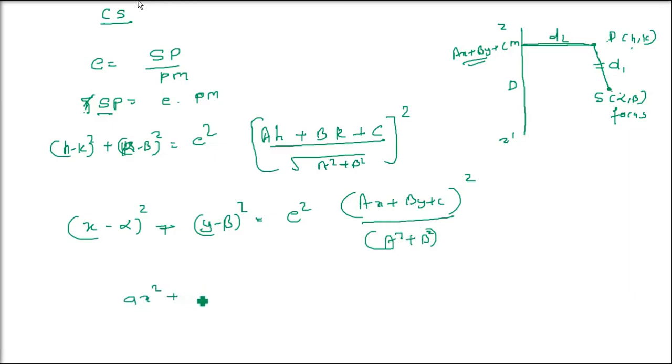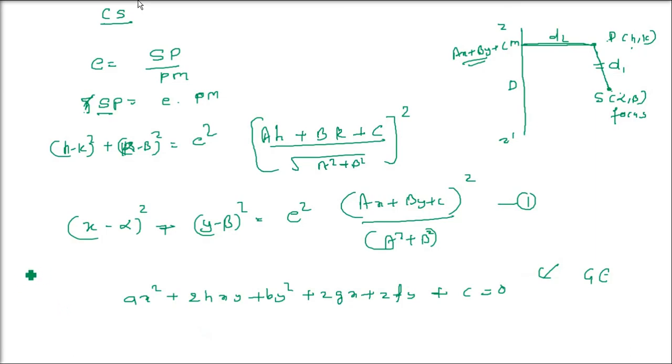We also have a Cartesian equation. When we simplify, what do we get? This is again a form of a conic equation: ax square plus 2hxy plus by square plus 2gx plus 2fy plus c equals 0. When you resolve it, you will get this equation, which is the Cartesian equation of a conic section. So this is also a general equation of second degree for a conic section.